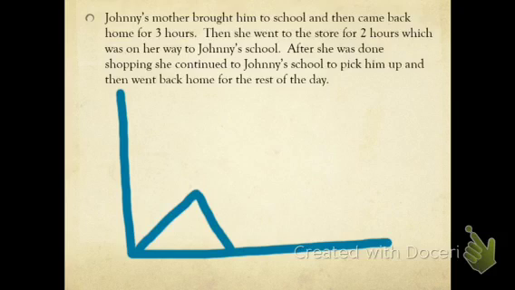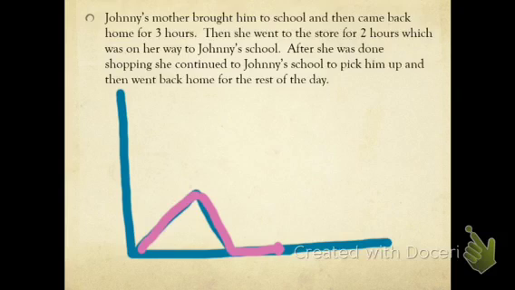Remember, if your time is increasing but your distance is not, that means that your line stays the same. Let me change my color so you guys can see. Okay, so Johnny's mom went to school, and then she came back home, and she stayed home for 3 hours. So this means that she was home and she didn't move. She stayed home for 3 hours, meaning she didn't leave home or go anywhere else because she stayed in one spot. Her distance did not increase.